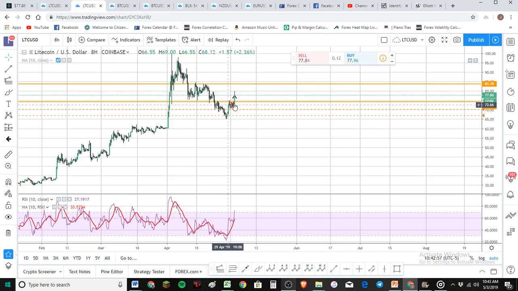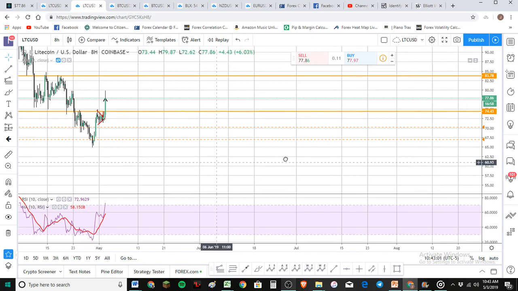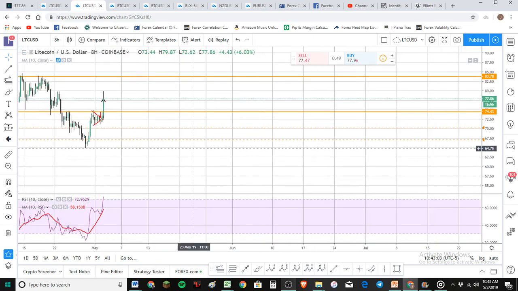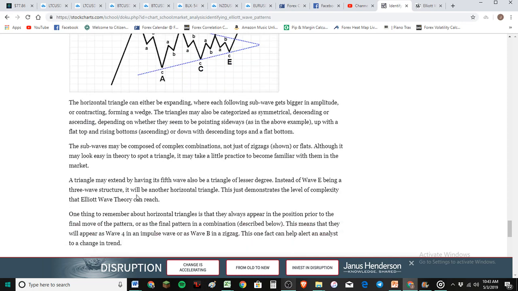I guess I wanted to talk about one more thing, and that's the triangle is part of a wave 4. This is a clear wave 4. We've got a 1, 2, 3. This is a 4 and a 5. You'll notice I just pulled up an article for you. I just wanted to show you an article. It says a triangle may extend by having.